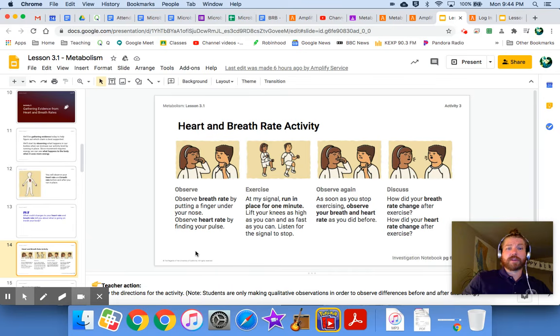Well, here's what we're going to do. We're going to observe our heart and breath rate before we run, and then we're going to exercise vigorously for 1 minute, okay? You can run in place. You can do something else as long as it is some vigorous exercise for 1 full minute. And then as soon as you stop, you want to measure your heart rate again and your breath rate again. And then think about, okay, well, what happened?